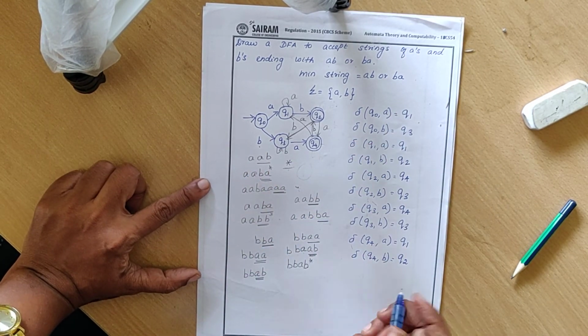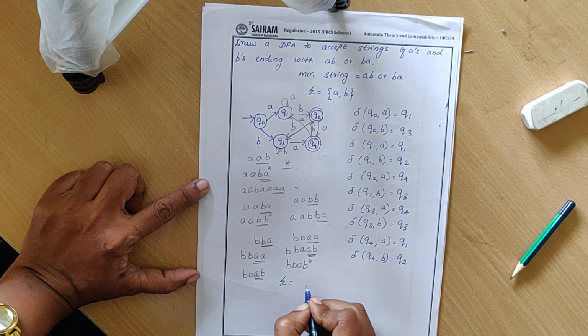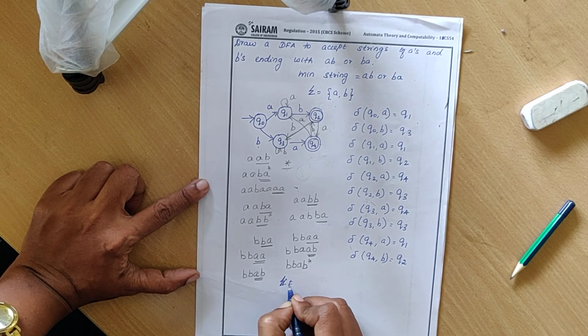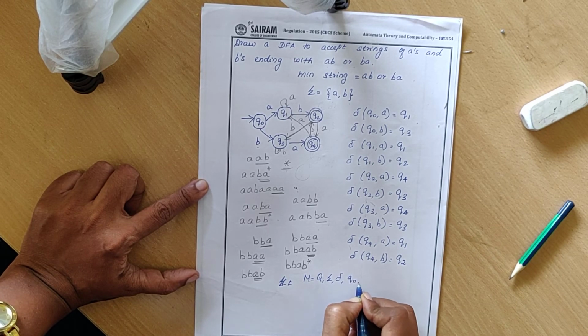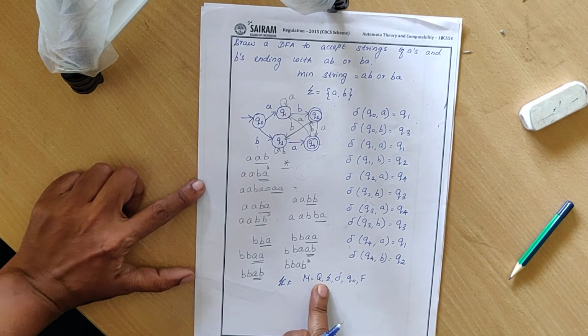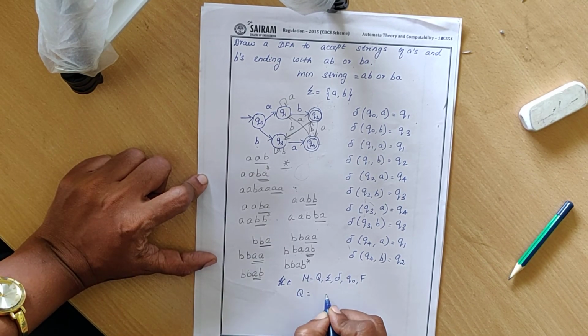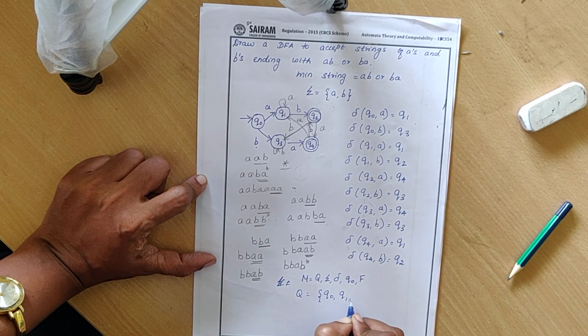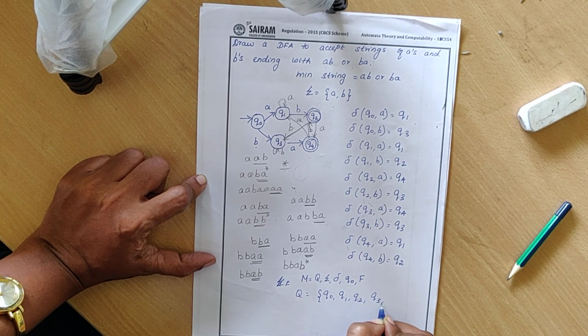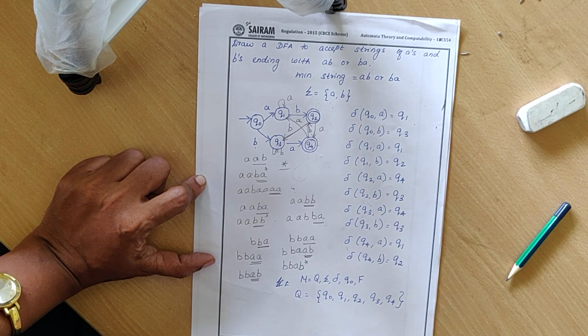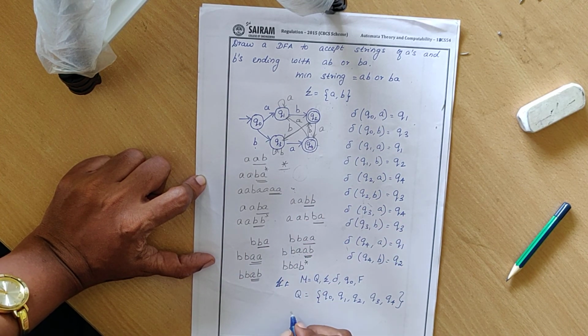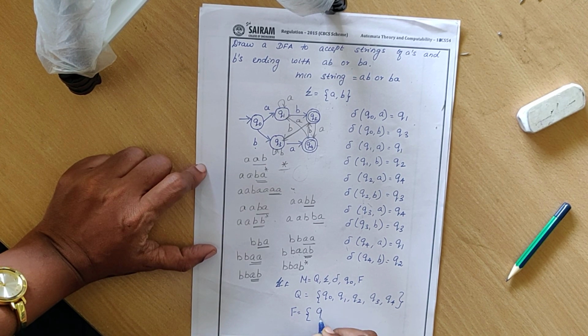Now we have finished all the transitions. You can complete your machine: M is equal to Q, sigma, delta, Q0, F. You know Q is Q0, Q1, Q2, Q3 and Q4. Sigma is A comma B, and delta is these transitions. Q0 is your start state, and Q2 and Q4 are your final states.